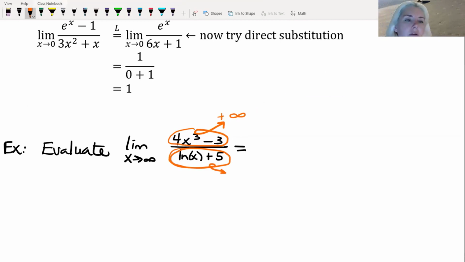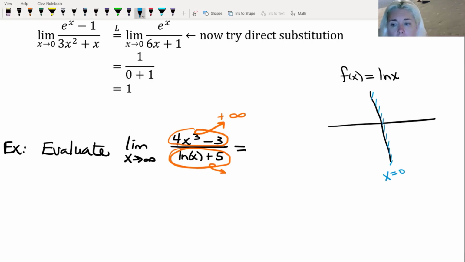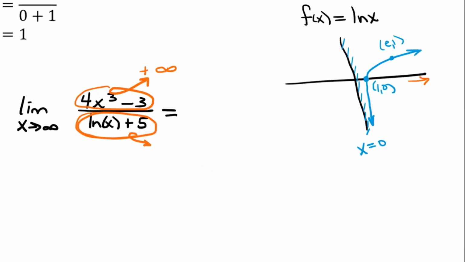You might want to think about the graph of the natural log of x. It looks like a reflection of e^x across the line y equals x. It goes through the point (1, 0), goes through the point (e, 1), looks like this. What's happening to the natural log function, the y values of the natural log function, as x goes to infinity? We're talking about the right-end behavior of the graph, right?